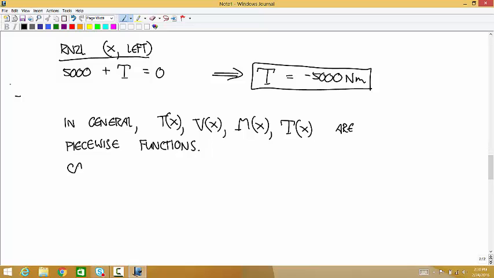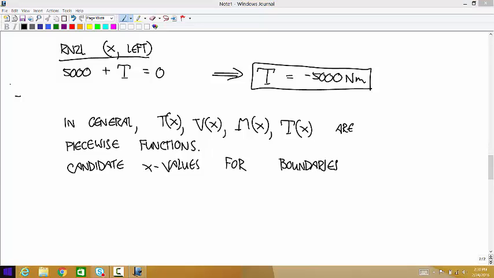And the candidates, or let's say the candidate x values for boundaries between subfunctions. You know what subfunctions are? Piecewise function? You can probably guess correctly.